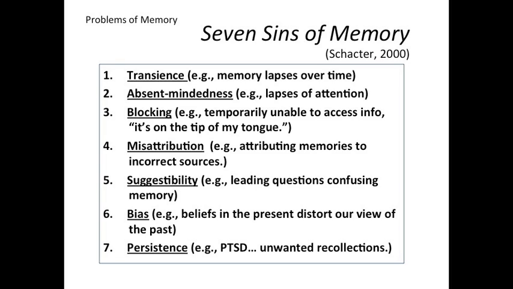Like why children don't make great eyewitnesses. Number 6 is the idea that sometimes our beliefs about the past distort our memories. And finally, the seventh one is just really bad. Everybody has it, and that's the idea that we tend to remember things we don't want to remember.